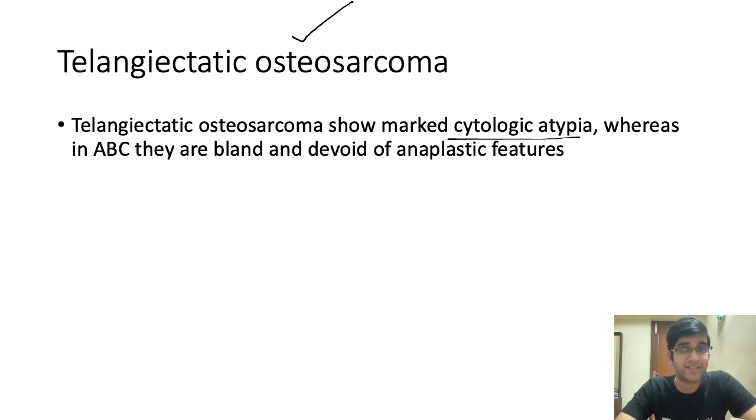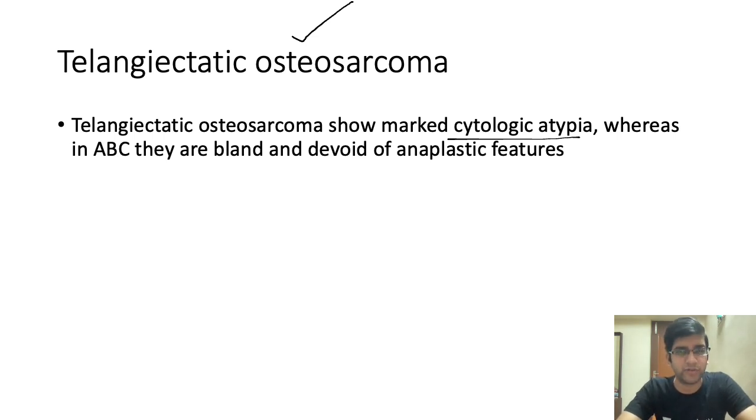ABC will never have cytological atypia. It will never have any anaplastic features. Telangiectatic osteosarcoma is very malignant. There will be frank pleomorphism. Frank in the sense that if you put the microscopic slide in the scanner view itself, you can appreciate the pleomorphism.